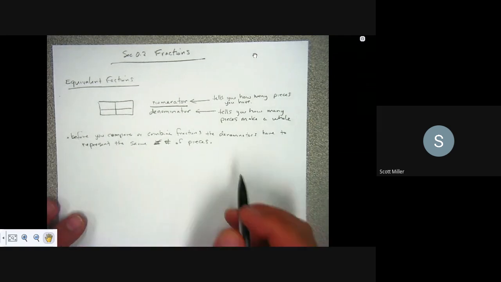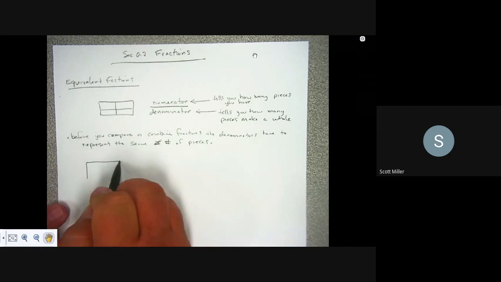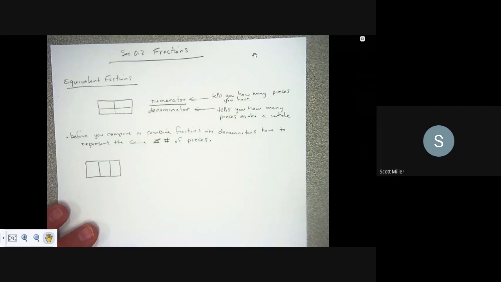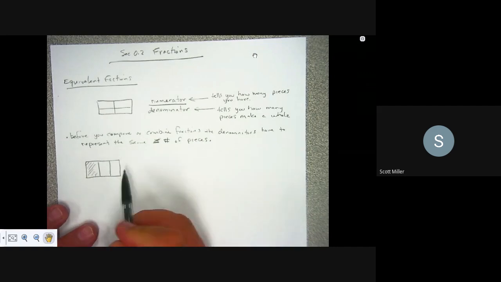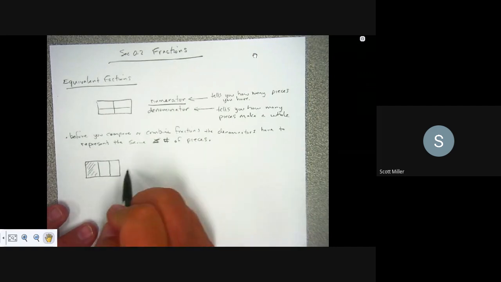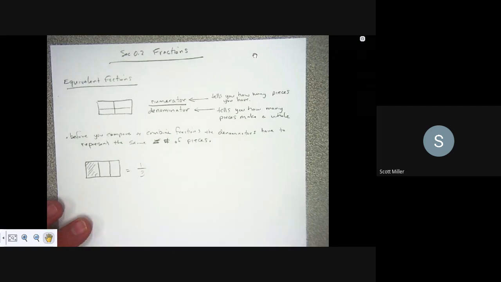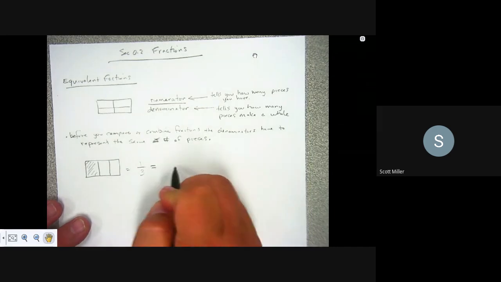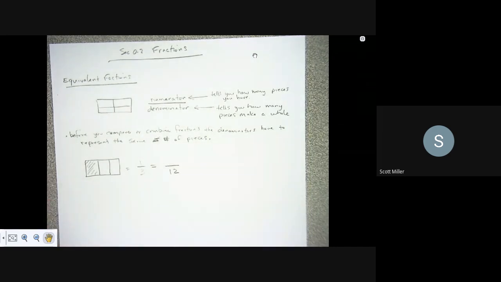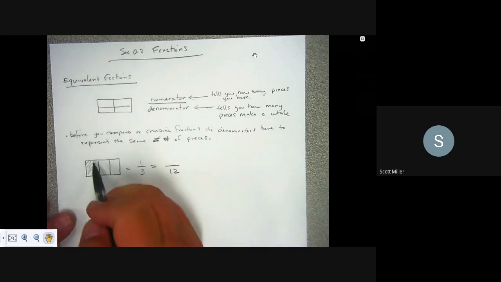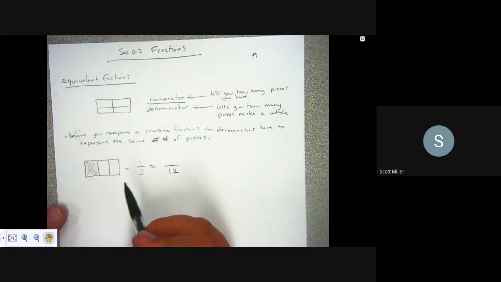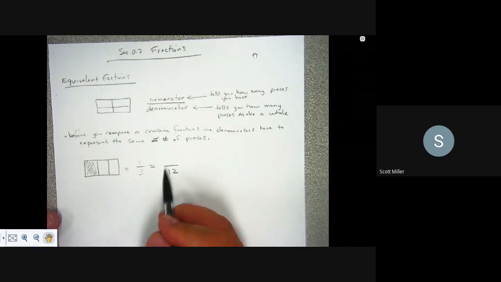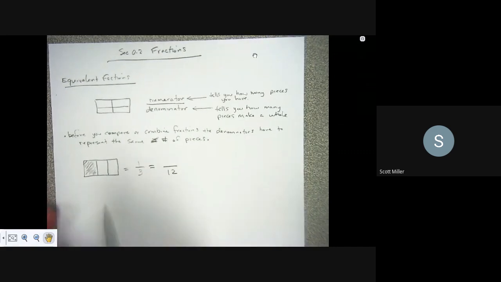So here's an example of what I'm talking about. Here is an object that I cut into 3 equal pieces. If I shade this piece right here, then I have 1 out of the 3 slices. So this is a fraction of 1 out of 3. But what if I want 12 slices? What is this 1 slice I have going to change into if I cut this whole thing into 12? How many slices do I have out of the 12 to make it the same? That's really what the question is boiling down to.